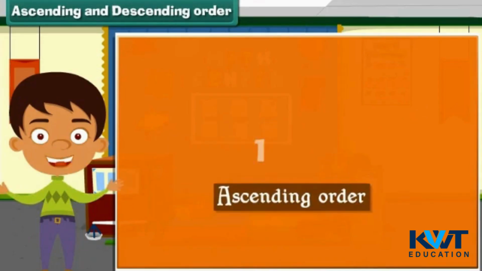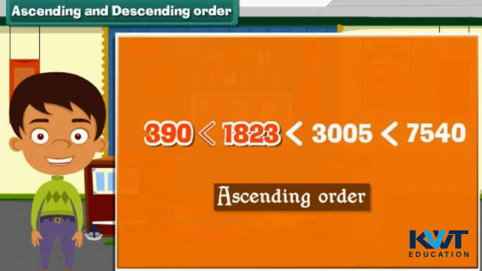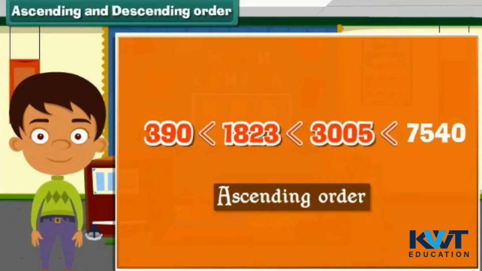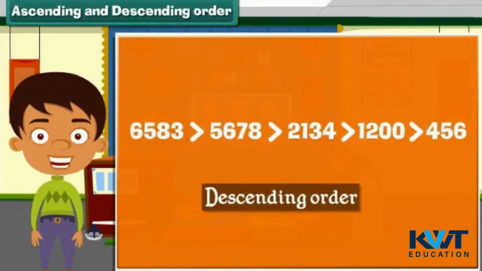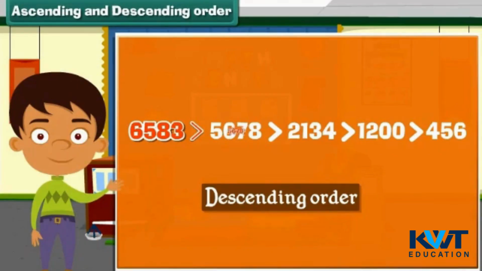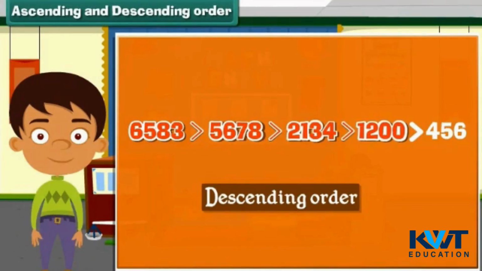Symbolically, the ascending order of numbers may be denoted by the less than symbol. For example, 390 is lesser than 1,823, which is lesser than 3,005, which is lesser than 7,540. Similarly, the descending order of numbers may be denoted by the greater than symbol. For example, 6,583 is greater than 5,678, which is greater than 2,134, which is greater than 1,200, which is greater than 456.